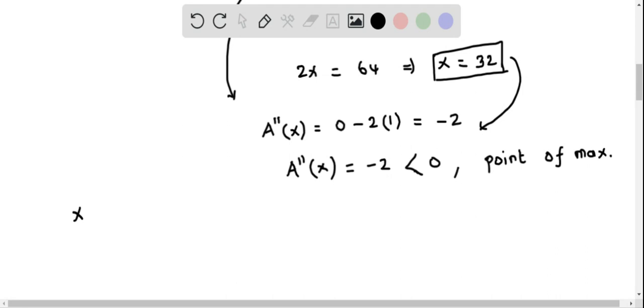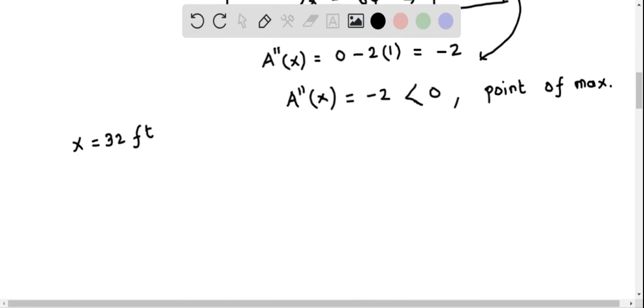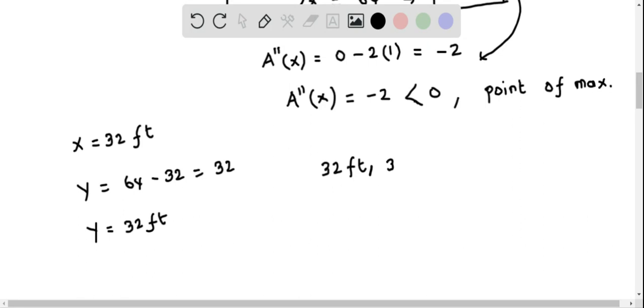So we can use one of the dimensions, that is x equal to 32 feet, and we have to find the corresponding other dimension. For that, we can use this equation for y, which equals 64 minus x. So we plug into the expression for y, which equals 64 minus x, replace x by 32, and this equals 32. So we see that y equals 32 feet, and therefore we say that the dimensions of the rectangle are 32 feet, comma 32 feet.